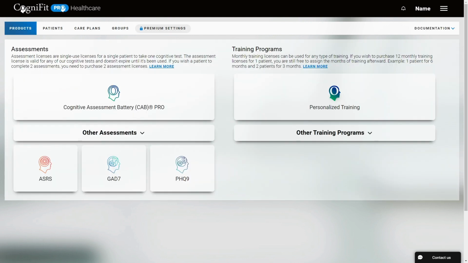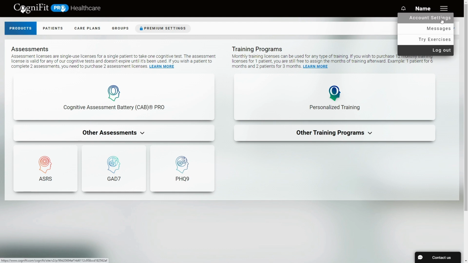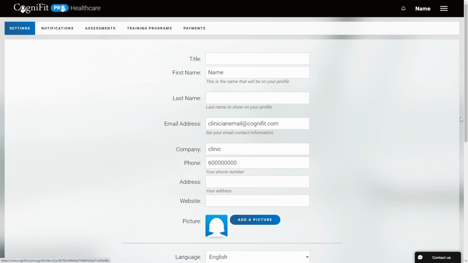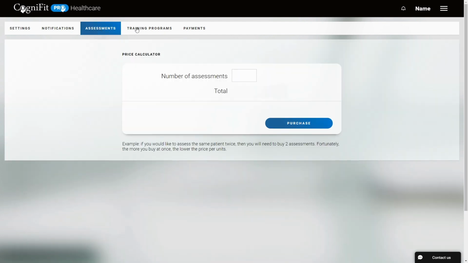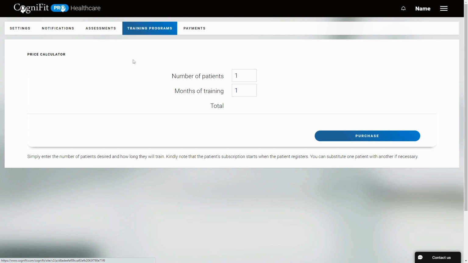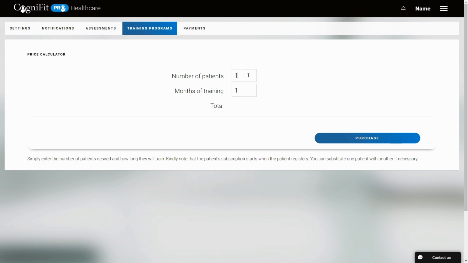You can check the price of assessment licenses and training licenses by going to the top right menu, the 3 horizontal white lines, and clicking on Preferences. Once here, you can click on the Assessments or Training tab to see the price, in the currency available in your country, of each type of license depending on the amount of licenses you need.